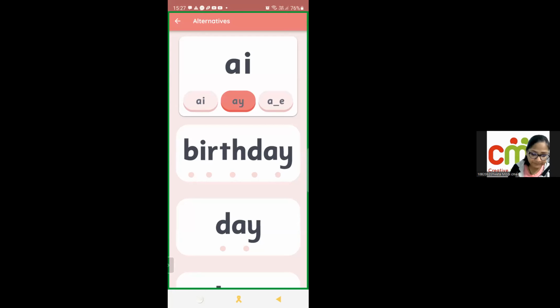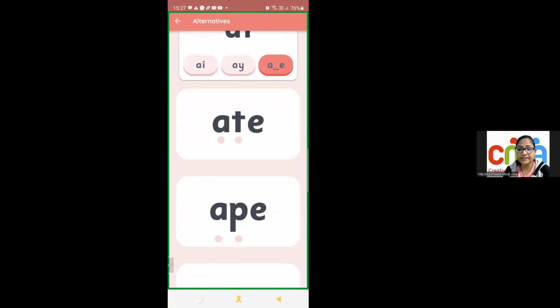Now coming to the next alternative, which is A dash E. Now, what is this dash? In this dash, it can be any consonant. It can be T, P, B, D, R, M, any consonant. Now, what magic is happening is that when you have a short vowel and then a consonant and then E comes, E becomes a magician. E behaves as a magician, and what magic E does is it changes the short vowel sound to the long vowel sound.